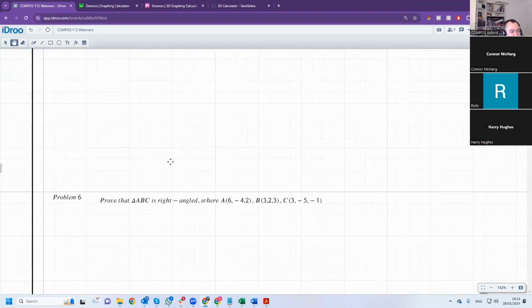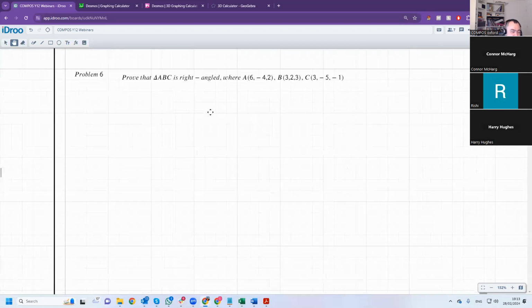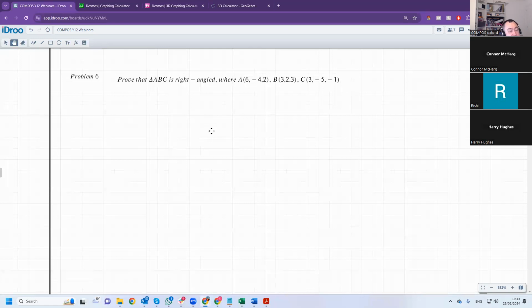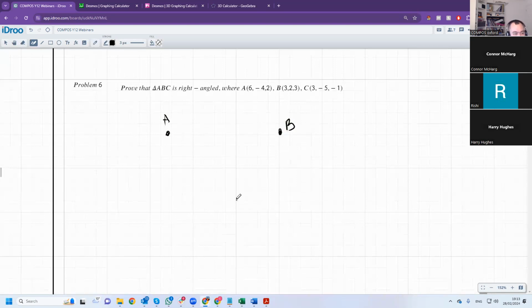Okay, so prove that ABC is a right angle triangle. This is an easy question, honestly, very easy. You have 3 points in 3D, so A, B, and C. How would you prove that triangle ABC is a right angle triangle? How would you go about it?